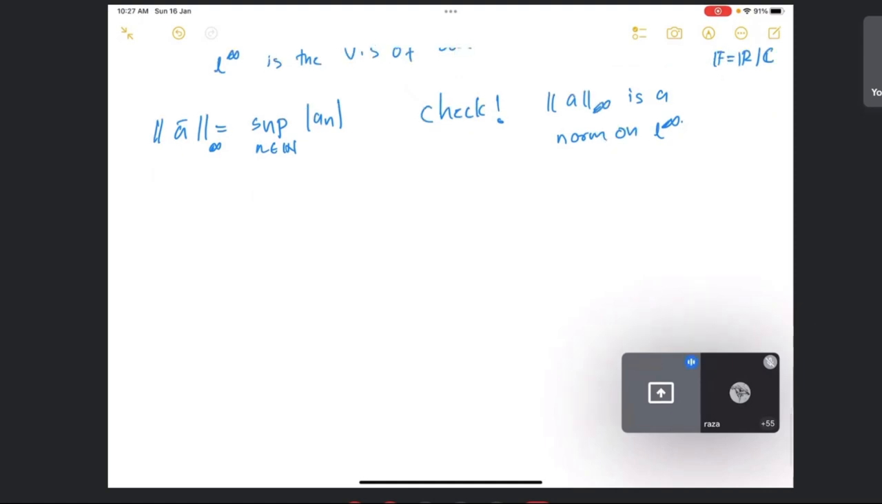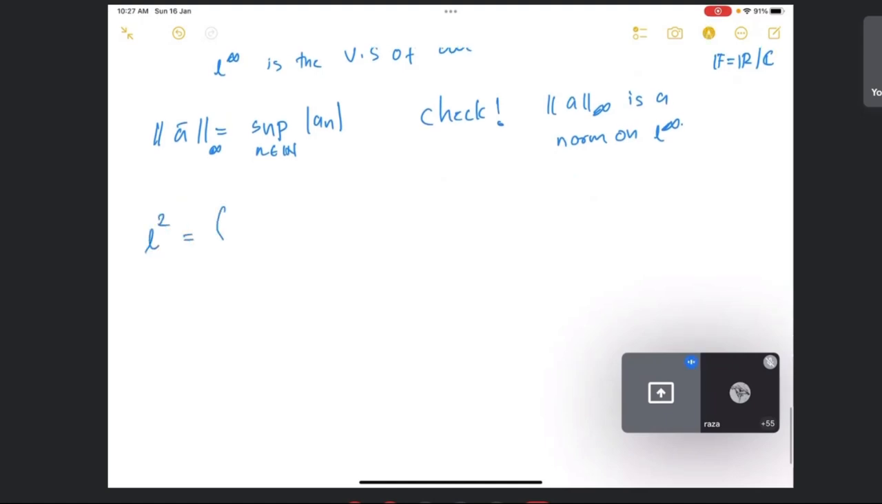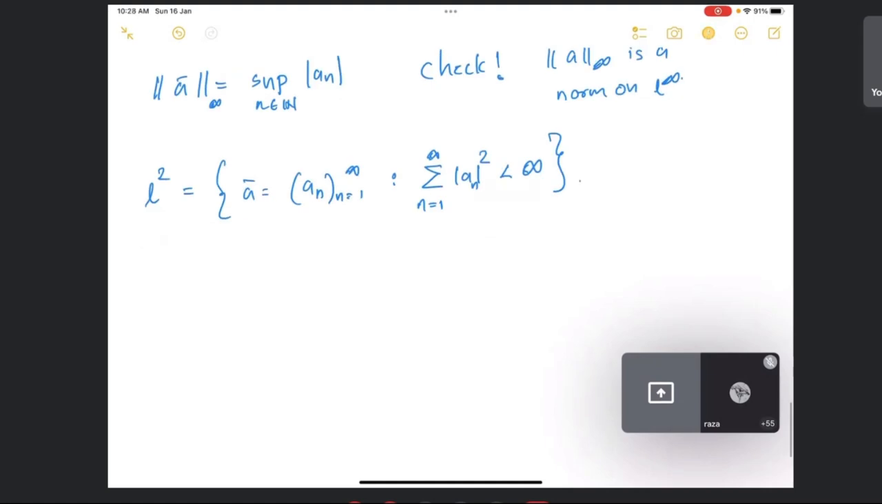Now another non-trivial example will be this. You consider L2, which is the set of all A bar, again sequences, such that we demand the summation of A n square to be finite. So this is again a space of sequences. You can simply check this is a vector space, and how to define a norm on L2? You define the norm of an element to be the summation n equal to 1 to infinity of mod A n square. And again, you can check it's a norm on L2.